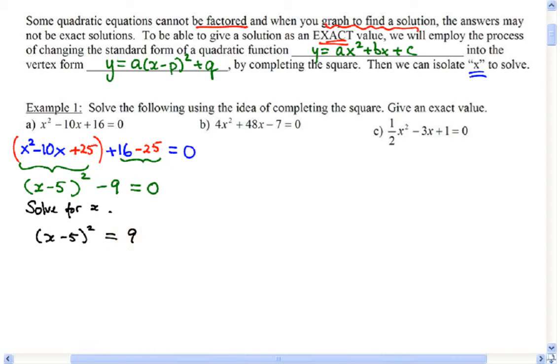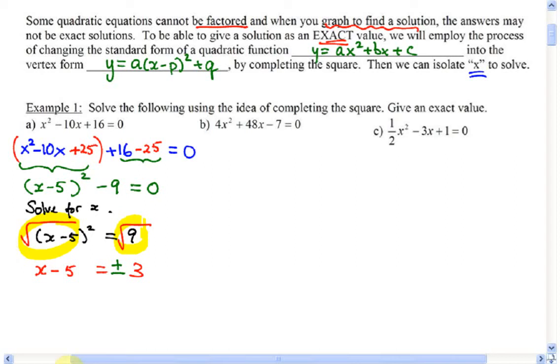Square root, I heard people whisper. Nice. Take the square root. You'll just get x minus 5, and what's the square root of 9? Did I miss anything? Thank you. Plus or minus. Remember when you're taking the square root of both sides, you actually have a positive answer and a negative answer. So plus or minus.